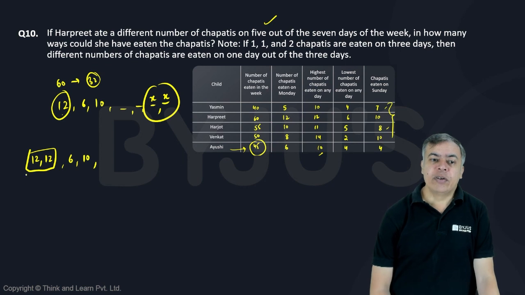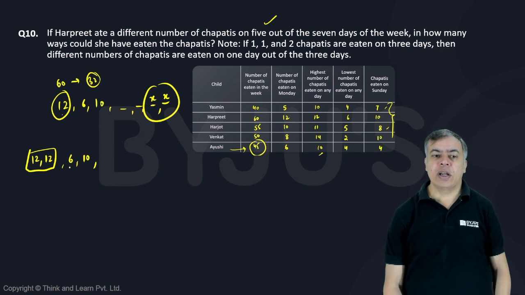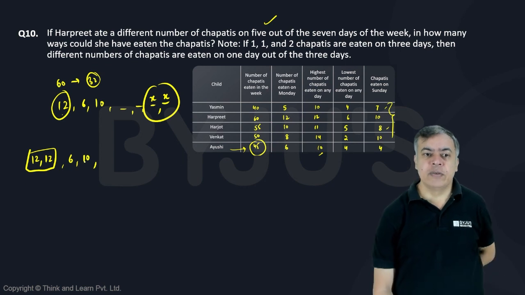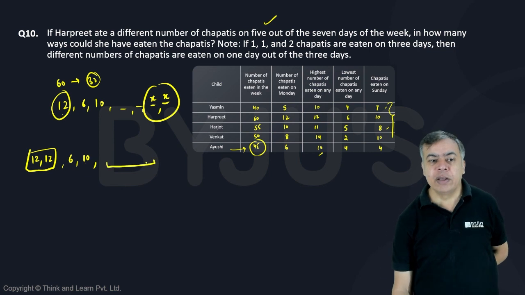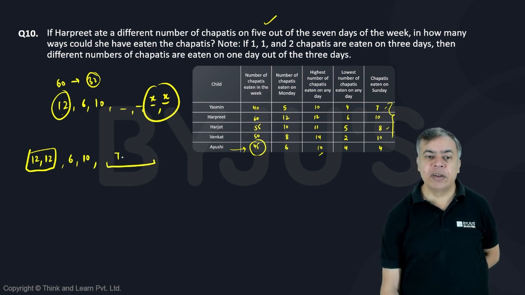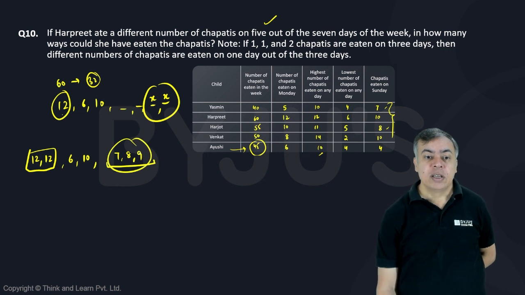Now already we have 12, 12, 24, 24 and 6, 30, 30 and 10, 40. We have already 40, now 20 left. And the minimum 3 different numbers you can have is 7, 8 and 9, whose total is 7, 8, 15, 15 and 9, 24. Now 24 plus 40 will be 64, which is more than 60, right, which is not possible. So this case is not possible.